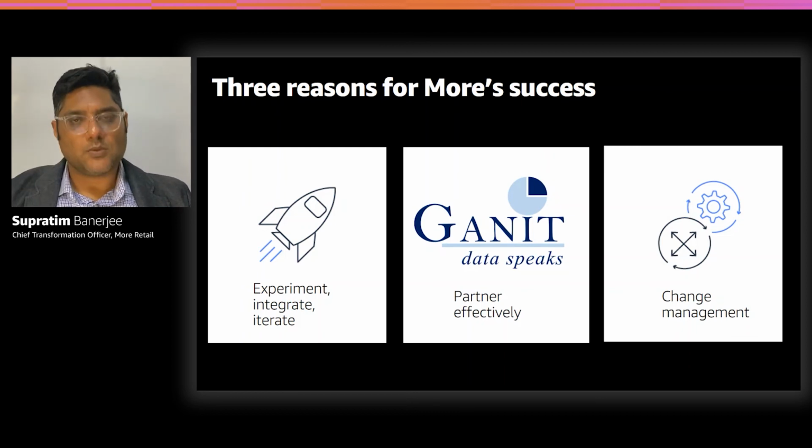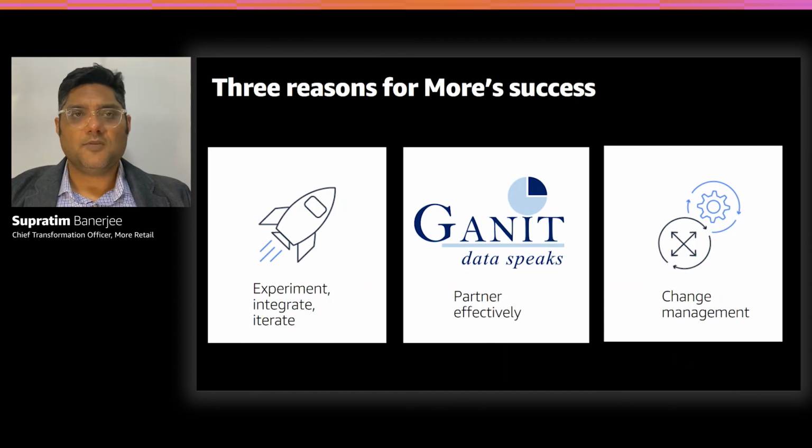The second box is we worked very closely with a partner of ours called Ganit. They're a data science team. More Retail, Ganit, and AWS formed a lethal combination as far as solving this problem was concerned. And therefore, in our minds, partnering effectively as part of this solution was key.